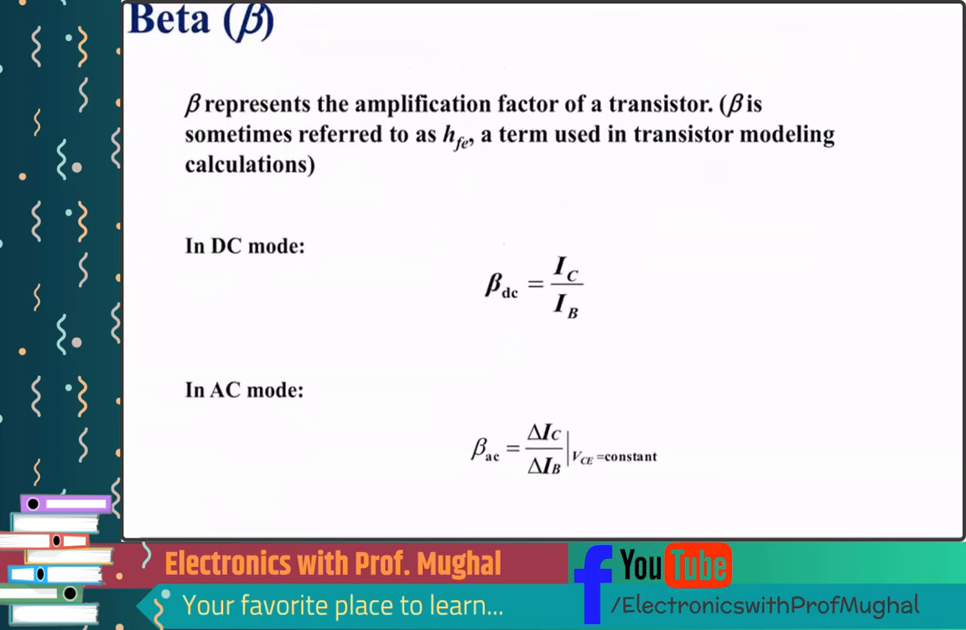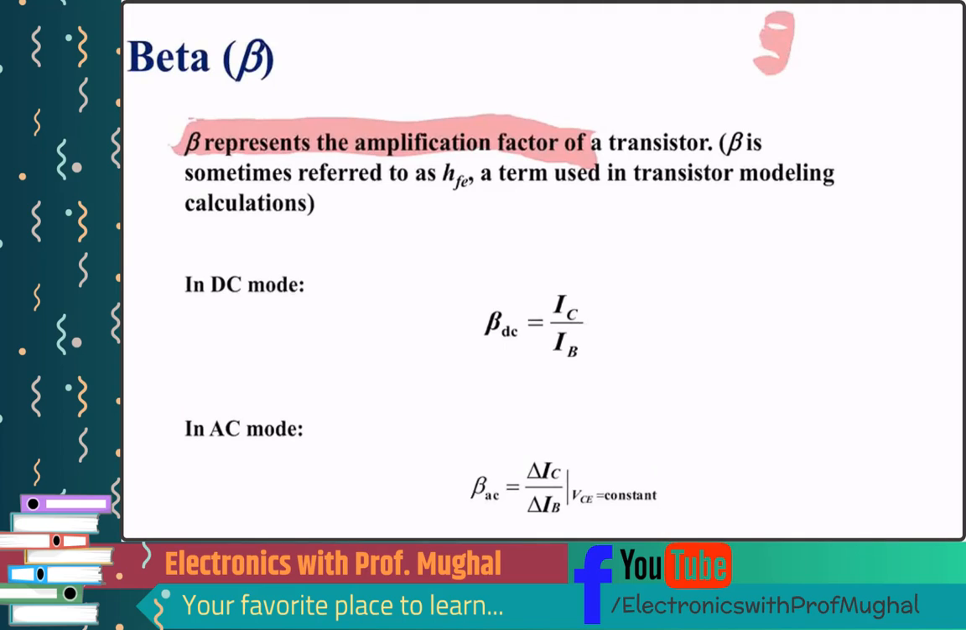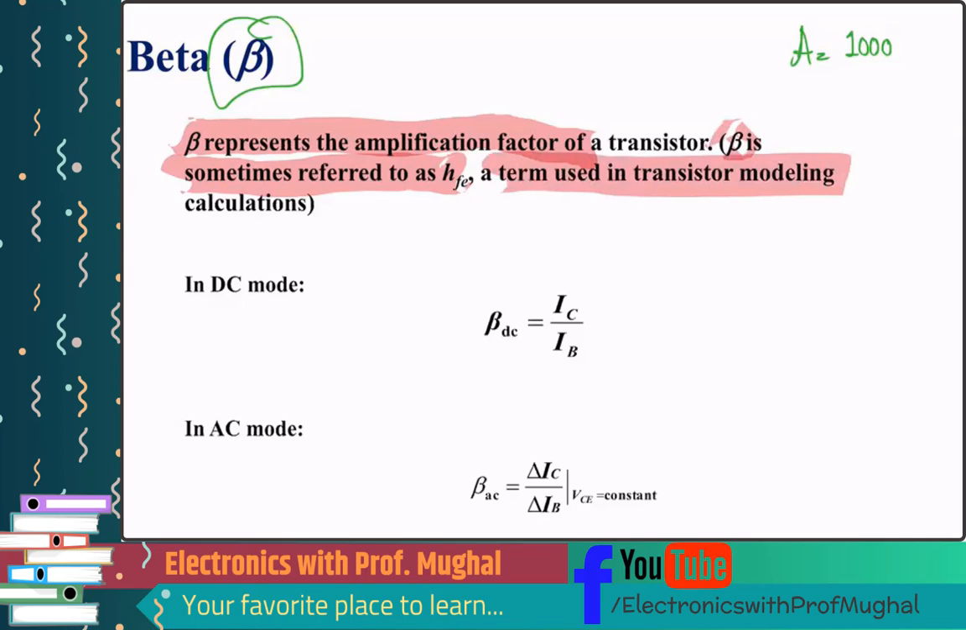Beta represents the amplification factor. When we were doing op-amps, we had the gain, correct? And if the gain was, say, 1,000, we would know that it will amplify the input signal by 1,000 times. The amplification factor in a transistor, when we do analysis, is replaced by beta, okay? It's the amplification factor of a transistor. Beta is sometimes referred to as h subscript FE. Same thing. Most books will have beta here. A term used in transistor modeling calculations.